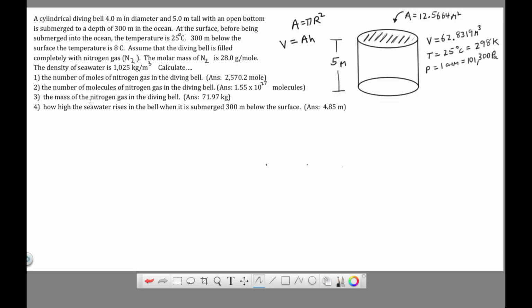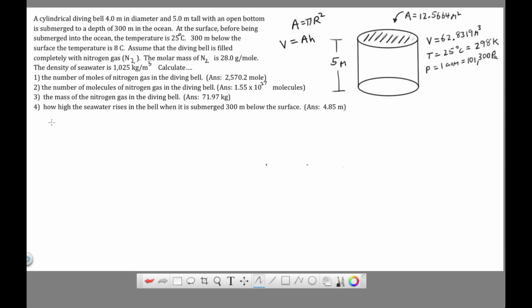And the first question wants us to find the number of moles of gas, nitrogen gas, although it doesn't matter what the identity of the gas is. We're finding the number of moles of gas that is contained in the diving bell before the diving bell is placed into the ocean. That comes later when the diving bell goes into the ocean.